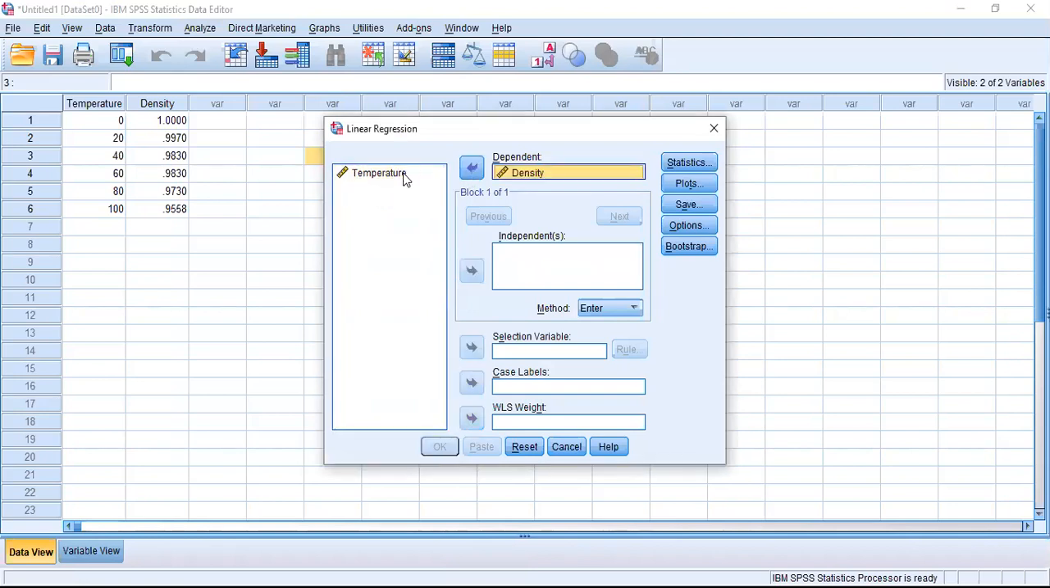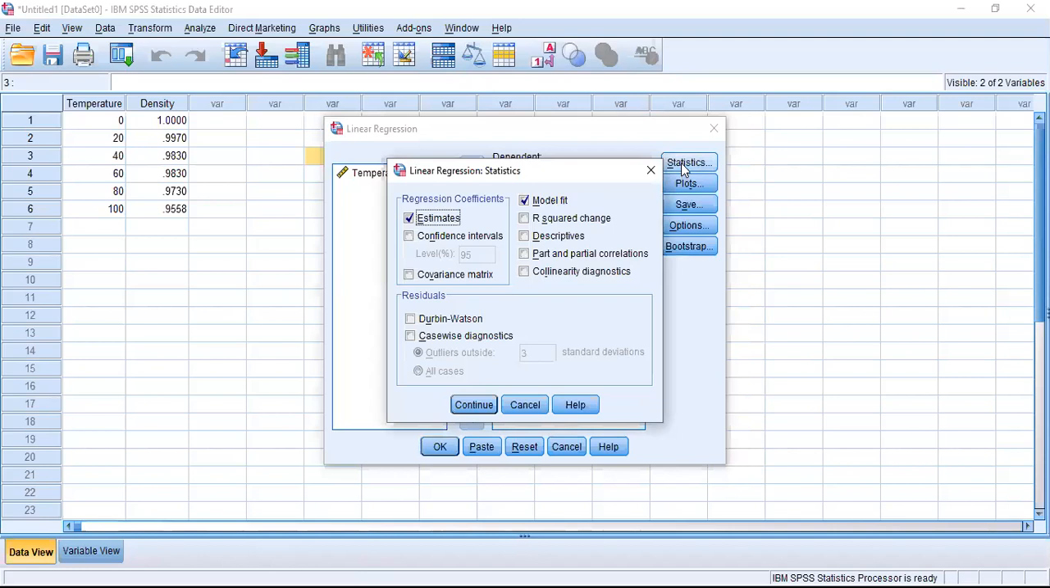Density on our dependent, and then temperature. Do you see the window where I'm selecting density and temperature, right? So now we have dragged the temperature and density to the respective variable boxes, which are dependent and independent. Then you go to statistics, right? You select what you want. You want the model fit, that will be the regression line, right?